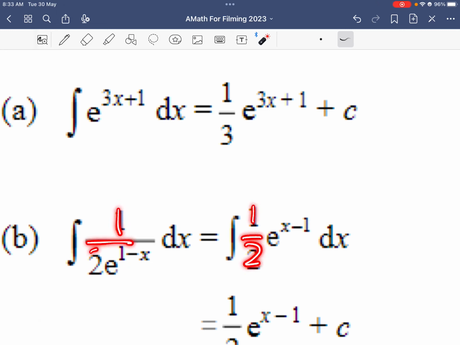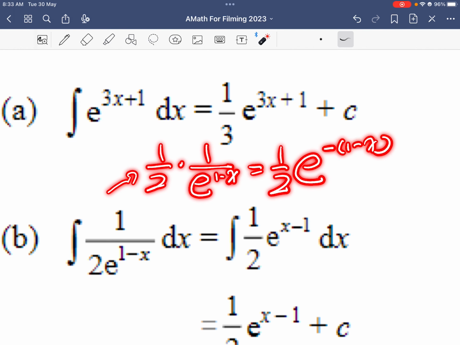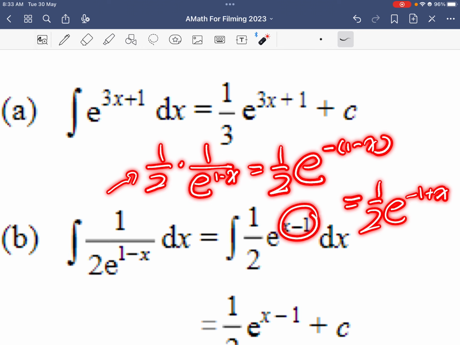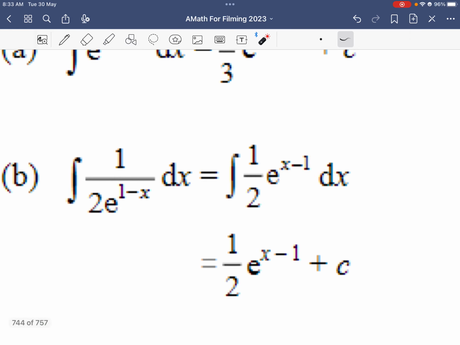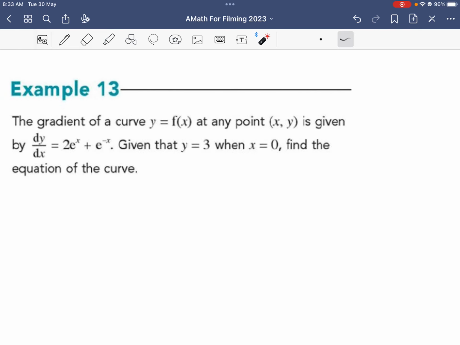This one, we split it up, it becomes half times 1, so let me do it out for you. Half times 1 over e to the power of 1 minus x. The half remains, then what I get is e to the power of negative 1 minus x. Hence, you get half e to the power of negative 1 plus x, or what they have rearranged it to show is x minus 1. Then you differentiate x minus 1, you get 1. So you get half e to the power of x minus 1, not forgetting the integration constant plus c.